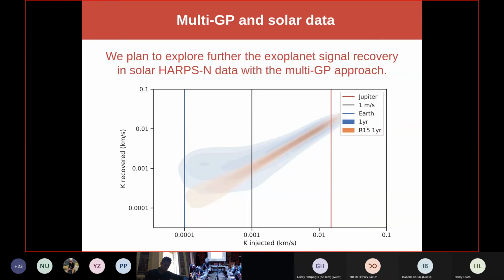The next thing I want to do is injection tests in the radial velocities of the Sun, in the HARPS-North data, to see if we can recover the injected signals. This is a really old plot of the first attempts I did, in which we were recovering more planets using the multidimensional approach than some other approaches. But this is just a sign that this is a plan, so don't listen too much to this plot. It's just there.